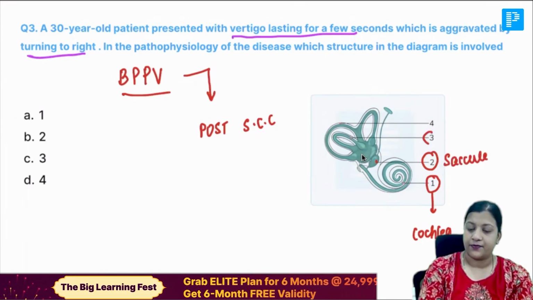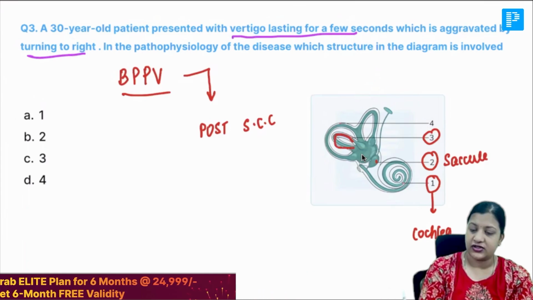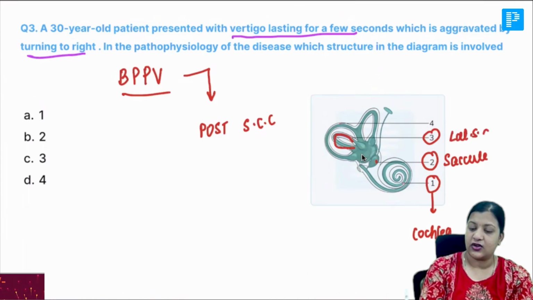What is 3? 3 is this canal, which is your lateral semicircular canal. And what you see at 4, this is going to be your posterior semicircular canal.